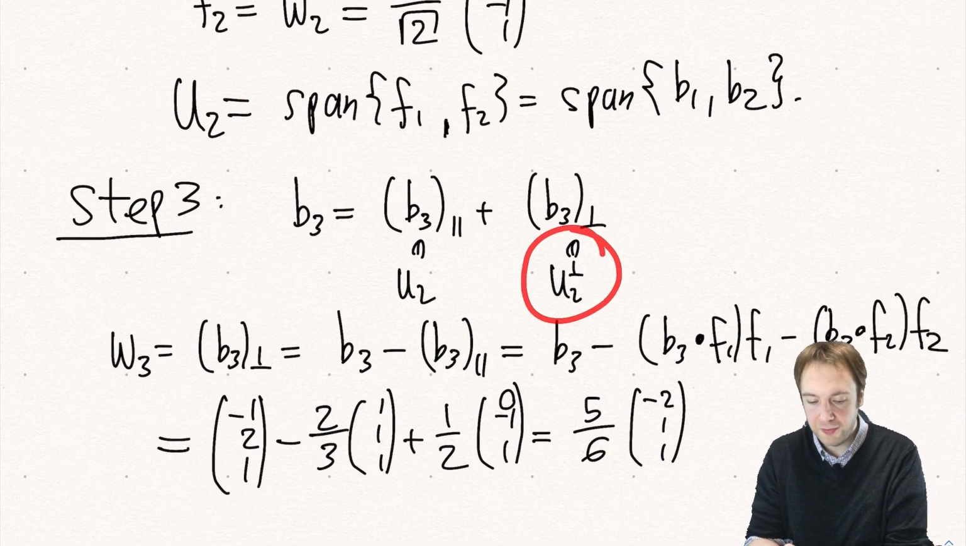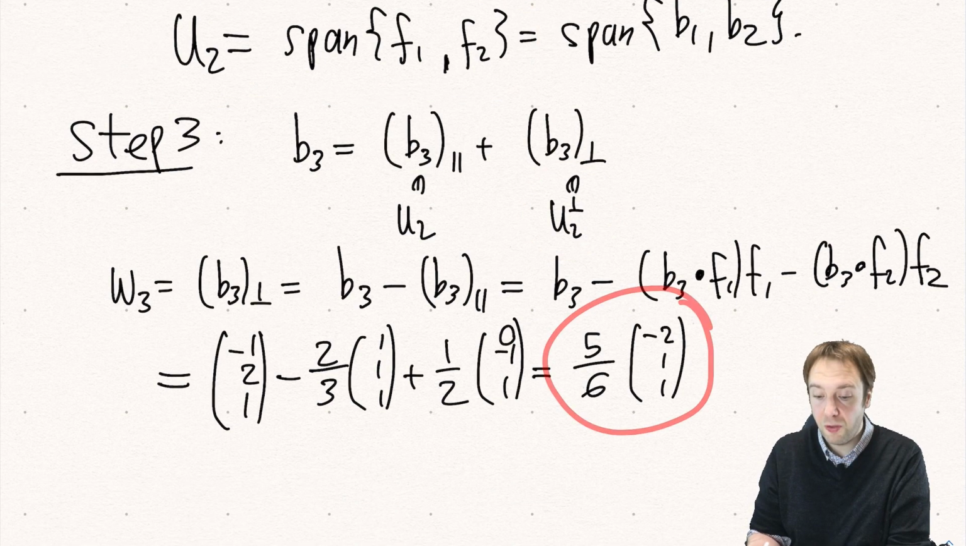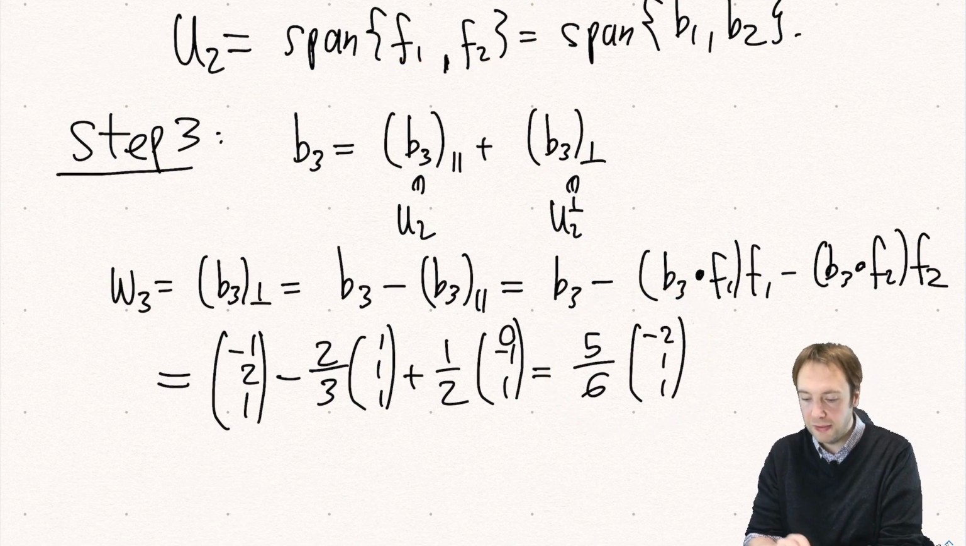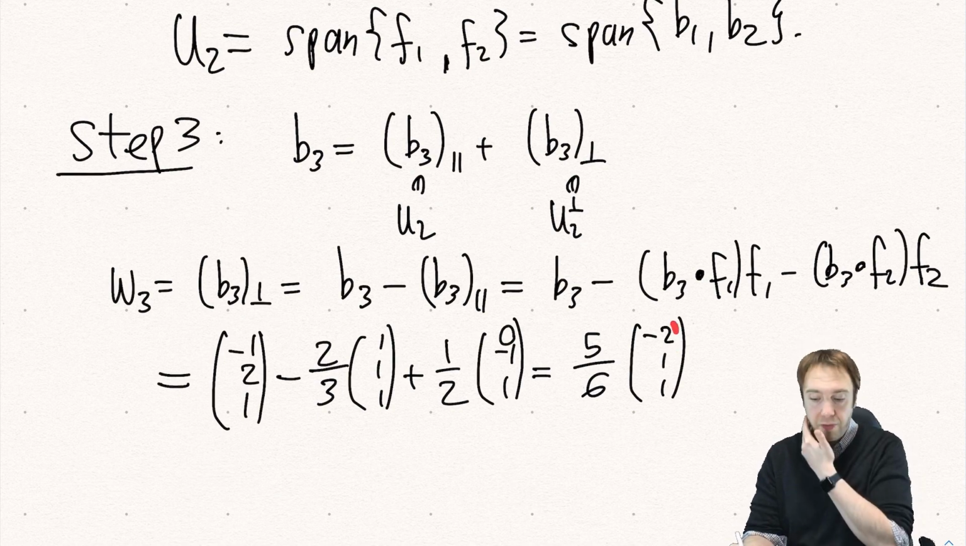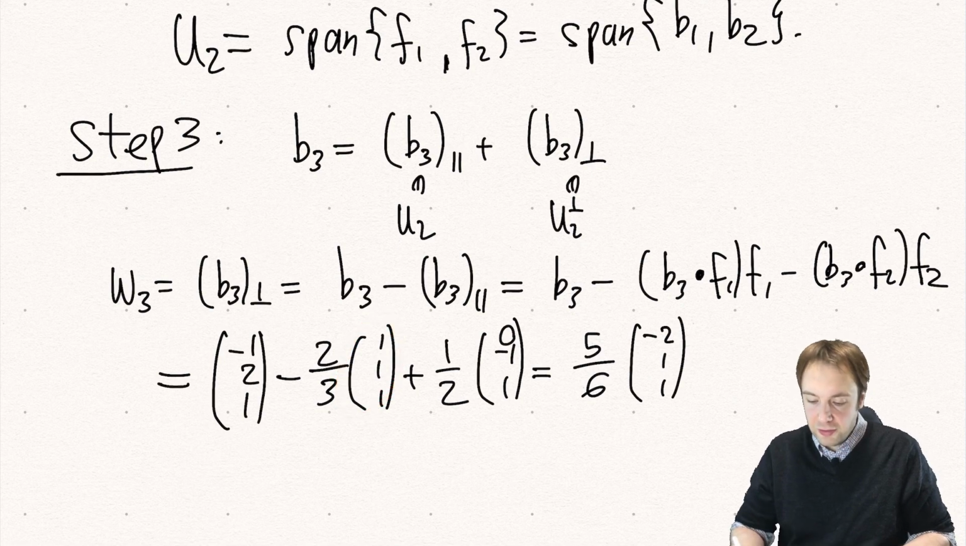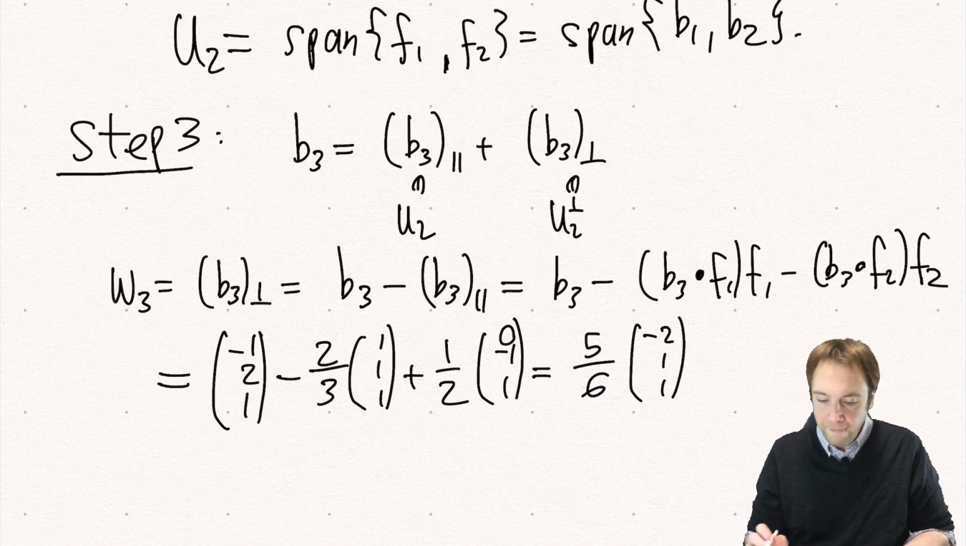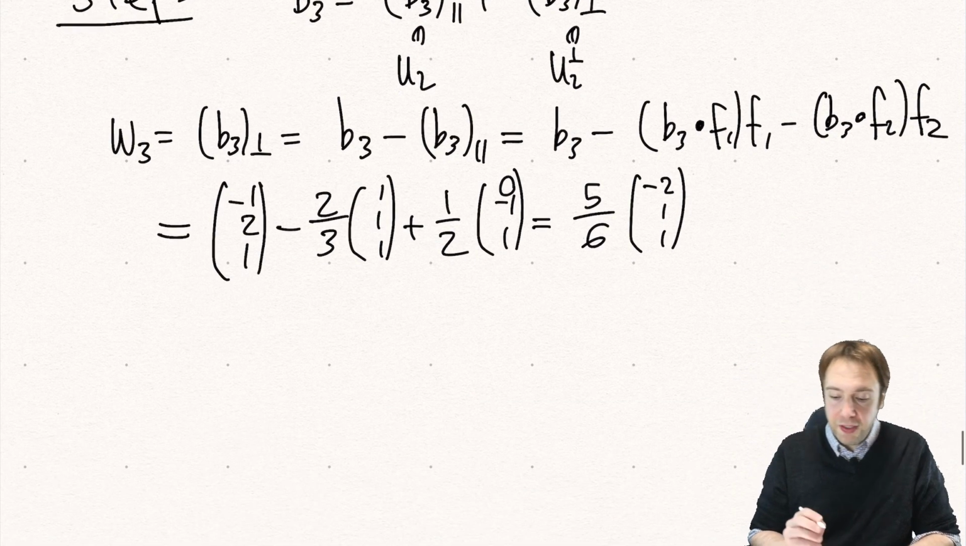So this is an element in the orthogonal complement of this subspace here. So this vector should be orthogonal to F1 and F2. Indeed, if you check, if you take the dot product of this with the vector F1, which is basically this one here, you will see this is 0. And if you take the dot product of this with F2, which is this one here, then you also see that this is 0. But this is not our F3 yet, because it's still too long.